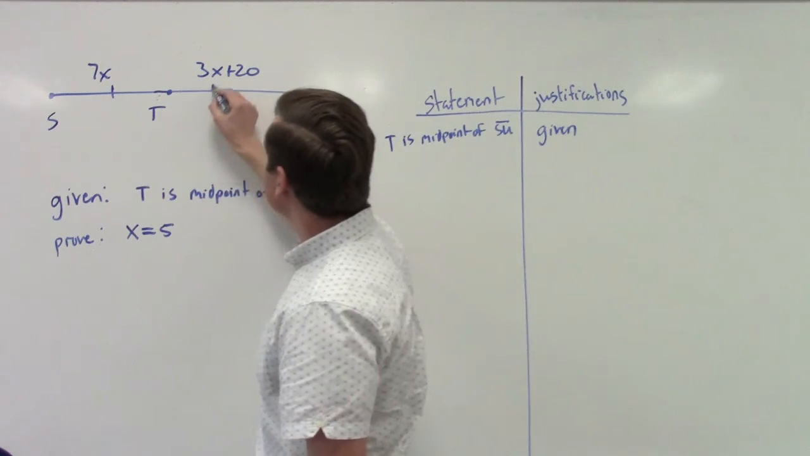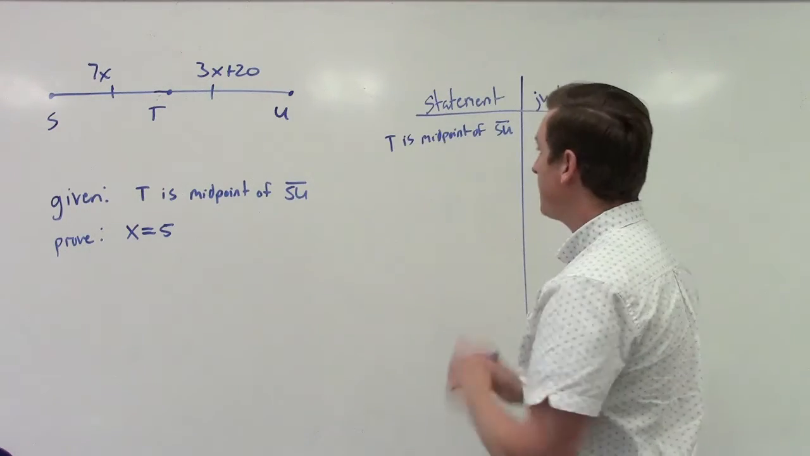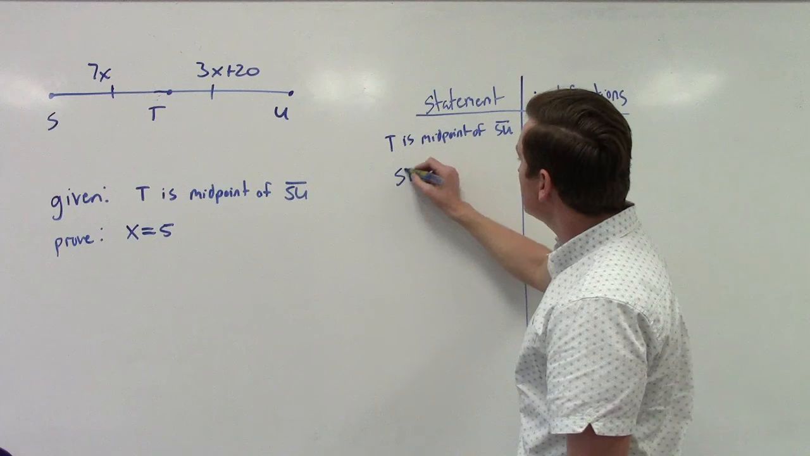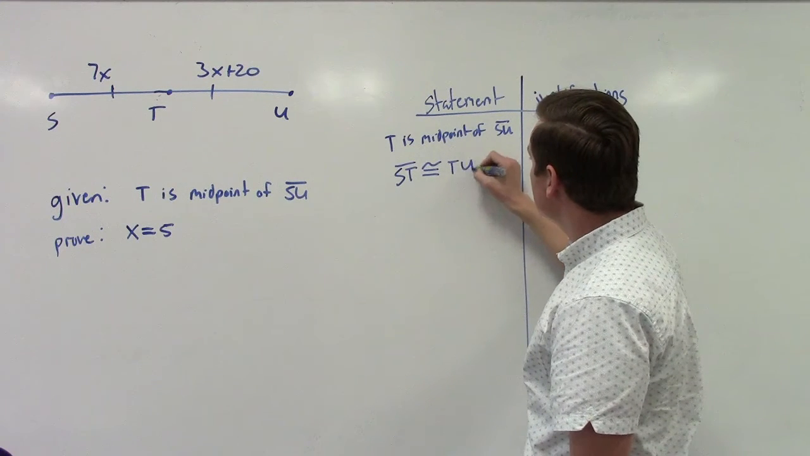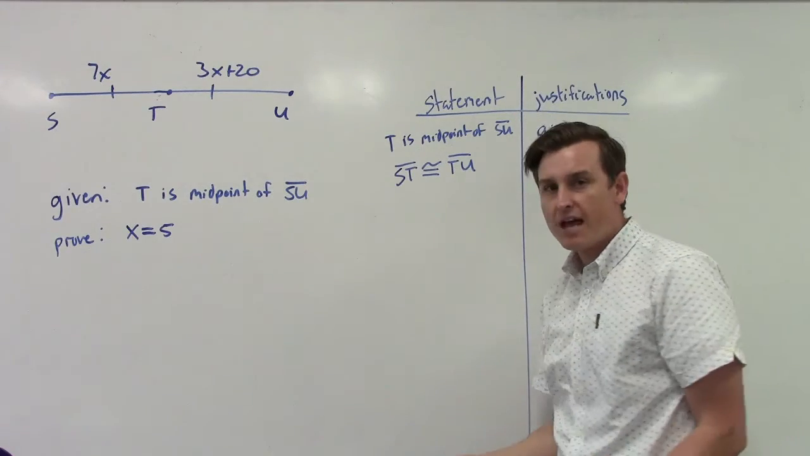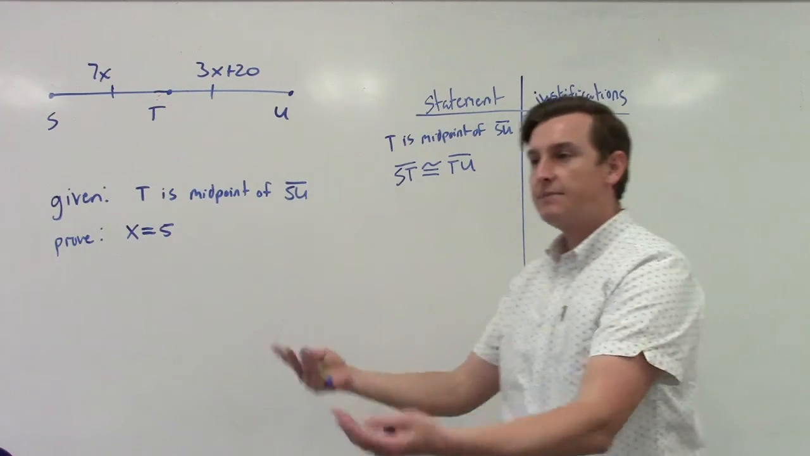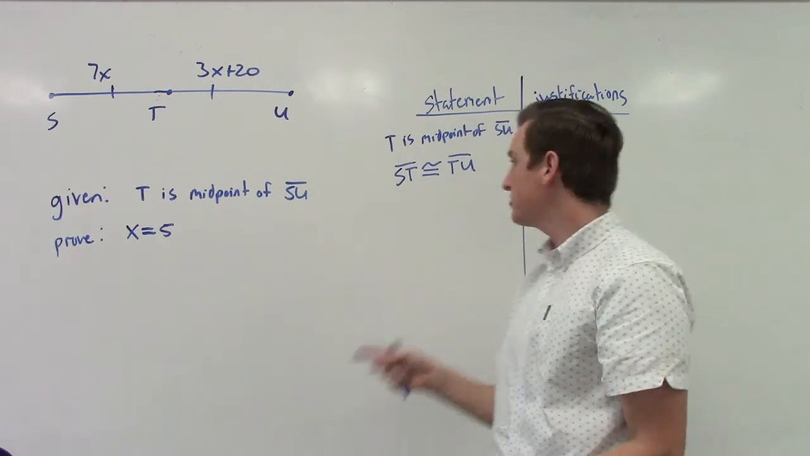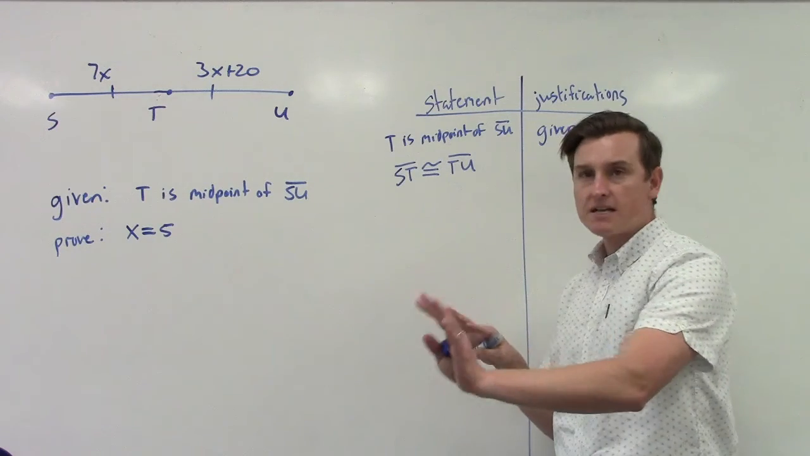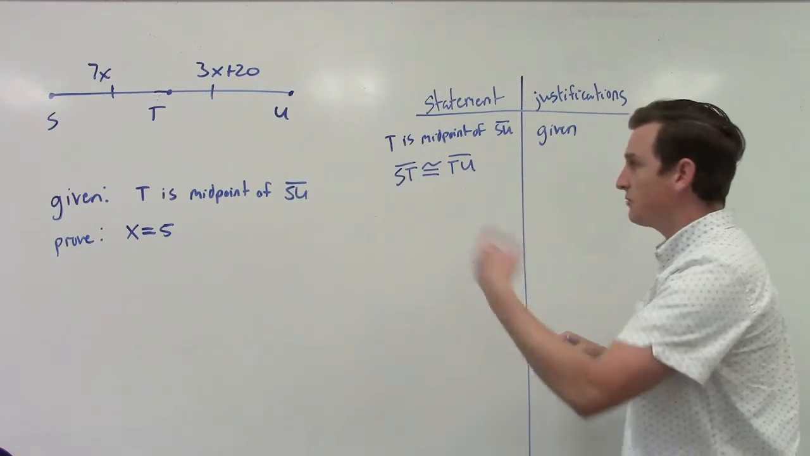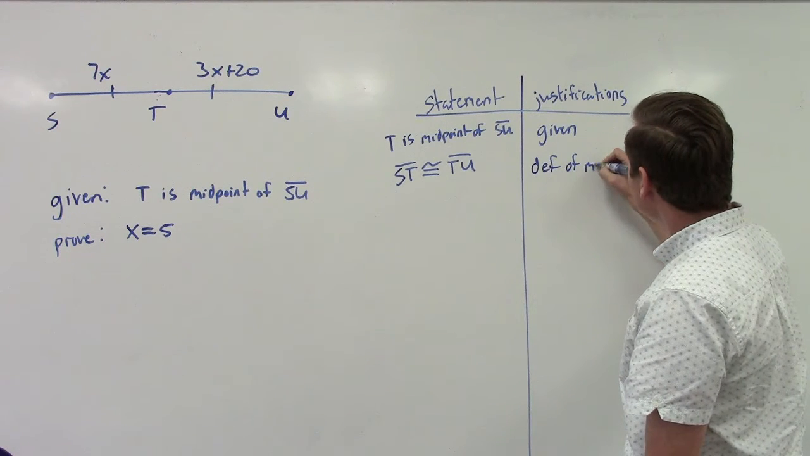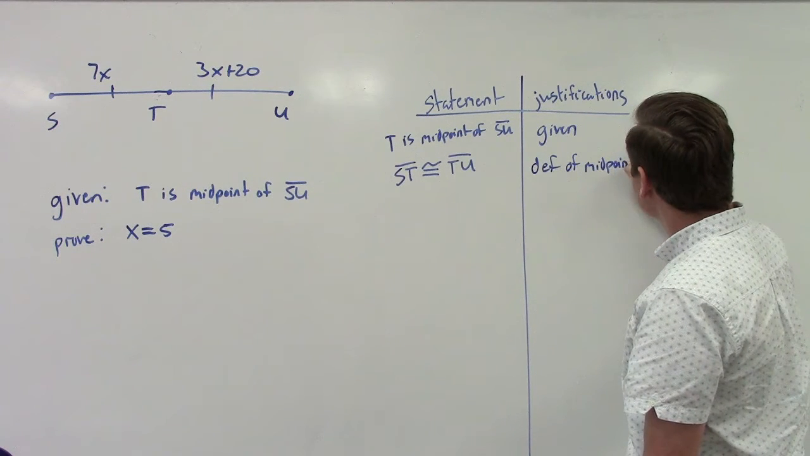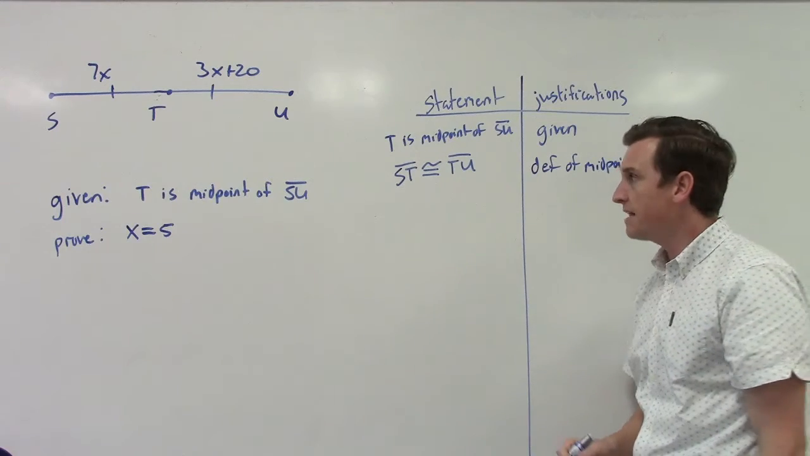So what I can do is I can say these are congruent to each other. Okay? So my next statement is that ST is congruent to TU. And how do I know that? What am I calling upon to say I know that this is true, right? We're trying to prove this case to the jury, basically, with deductive reasoning. And the reason we're going to say is that's just the definition of midpoint. Okay? We know that that's true.